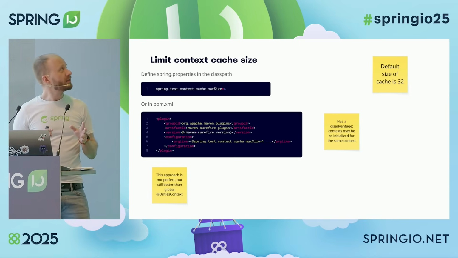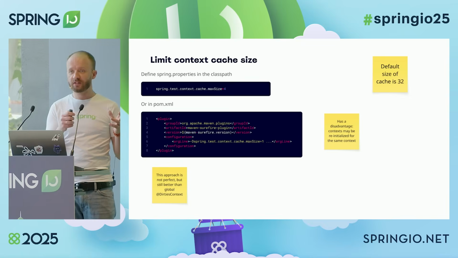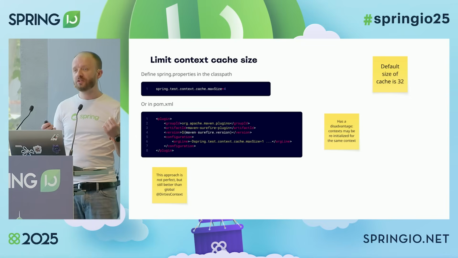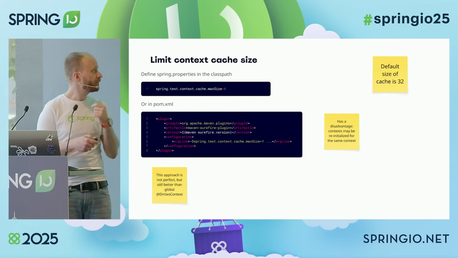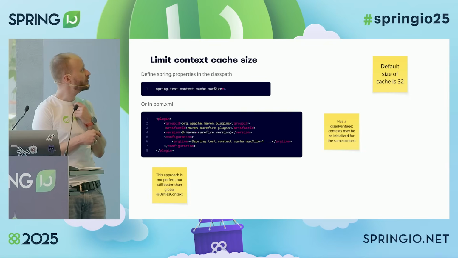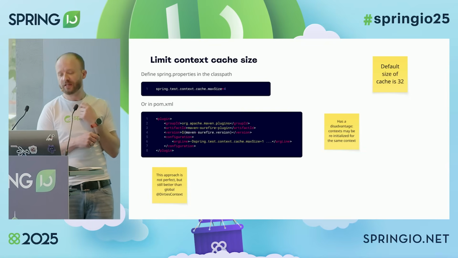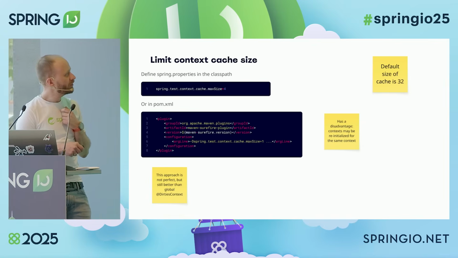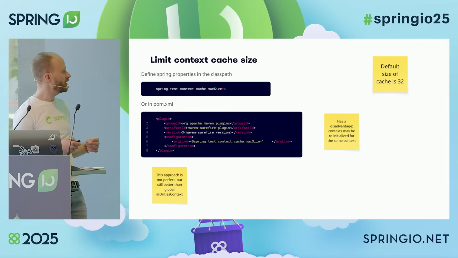There is a more elegant solution for this. I already mentioned the context cache, which has a default size of 32, and we can reduce it. For example, to use a smaller value, 4 or maybe even 1. To do this, you need to specify the property in the Spring properties file available on the classpath of your test. Or you can specify it in the argLine of your Surefire or Failsafe plugins, and there is a similar configuration for Gradle.